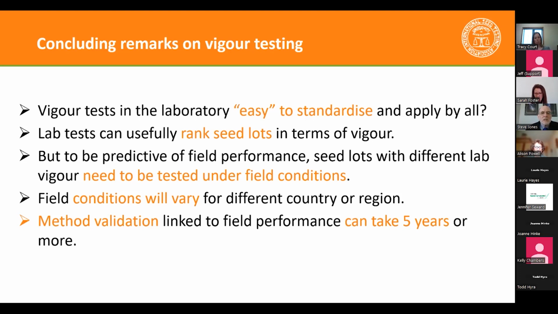Method validation is an important link to be able to create that field performance and prediction, and can take 5 years or more, because you want to be able to repeat those field tests over a number of seasons. So although you can maybe develop a lab test based on physiological needs, membrane thickness or rate of germination, to make it predictive of vigor in the field takes longer.